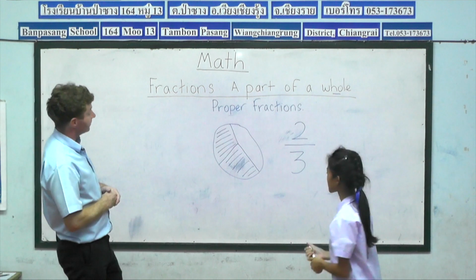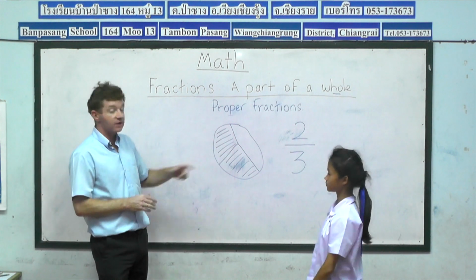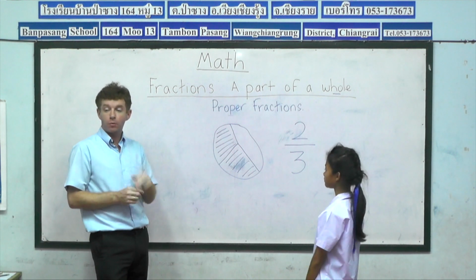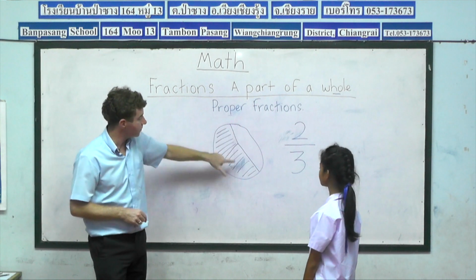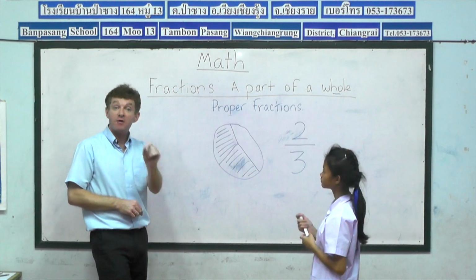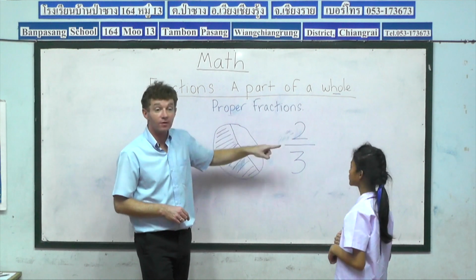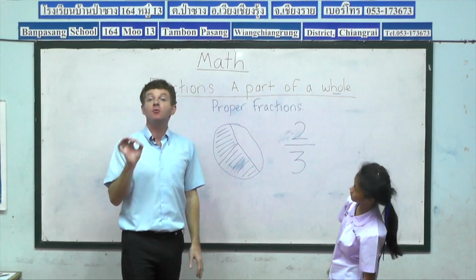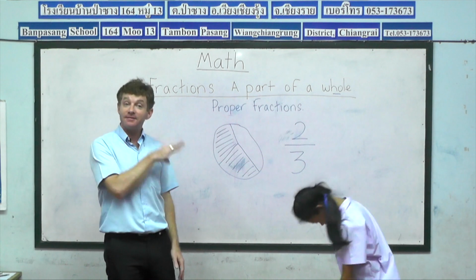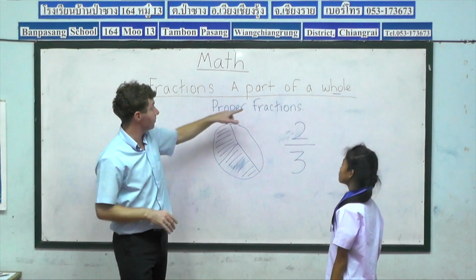Excellent. So now, how many parts of our circle are in blue? 2. But how many different parts are there in total? 3. And this is what we mean by 2/3. Or we can say 2/3. And this is an example of a proper fraction.